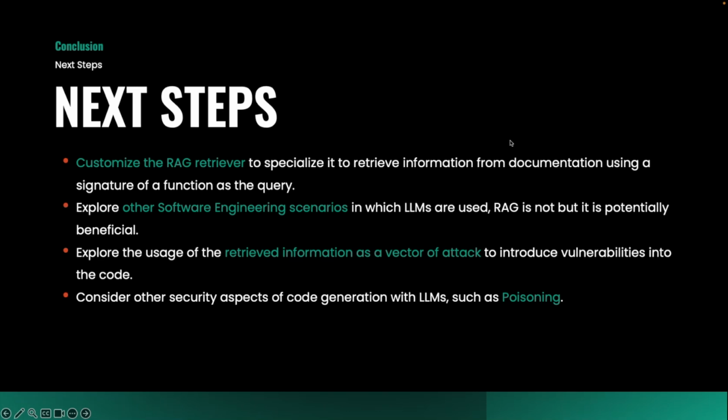The next step of our work is that we can consider customizing the RAG retriever to be better suited to merge documentation embeddings with code embeddings. Then we want to explore other software engineering scenarios in which using RAG is potentially beneficial. And also it's interesting to consider the relevant information as a possible vector of attack, because another attack that we are considering is data poisoning, and we want to exploit also the usage of RAG as a way to do data poisoning without training the model. And finally, I want to consider other security aspects of code generation, such as poisoning.